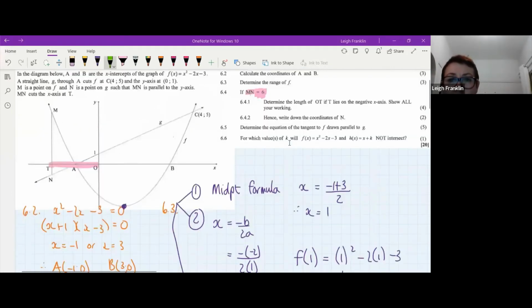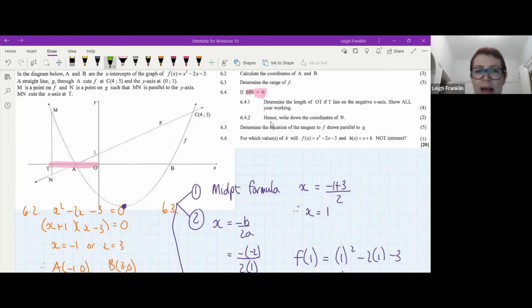All right. Okay, so that's 6.4.1. Hence, so in other words, using what we've just done, write down the coordinates of N. So when a question says hence, you have to use what you just calculated, all right? If you don't, then they will penalize you. If it says hence or otherwise, then you can do things using another method. But if it says hence, you've got to use what you've just calculated to work out the answer.